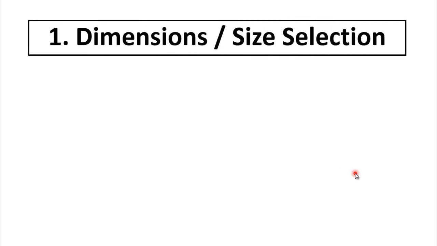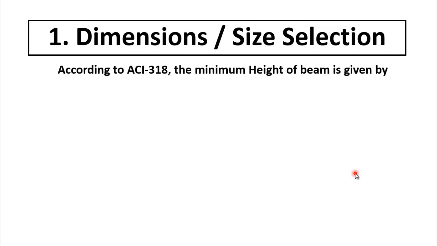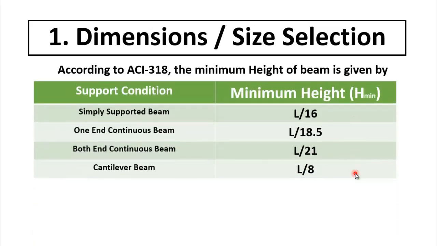The first step is dimension or size selection. In this step we will select the cross-sectional dimension for the beam. The length of the beam will be given and we have to select the depth and breadth of the beam. According to ACI 318 codes, the minimum height or thickness of beam can be determined by using the following table. This table depends upon the support condition of the beam.